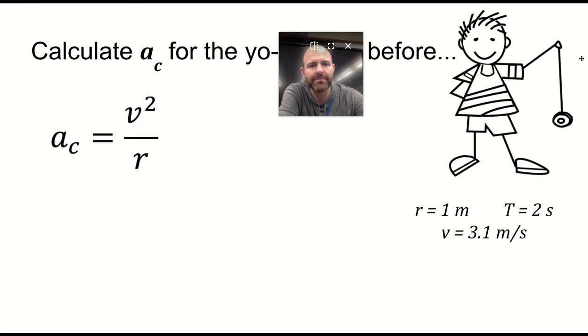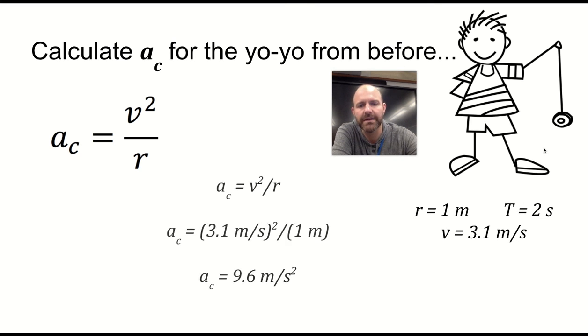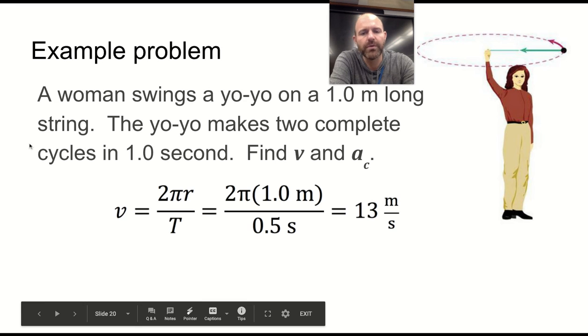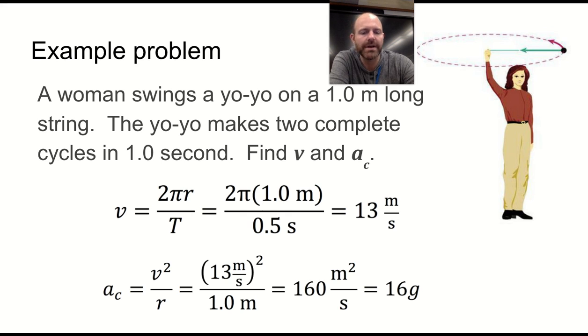And we can start thinking about maybe that yo-yo problem again. Right? If I have my 1 meter long yo-yo, 2-second period, a speed of 3.1 meters per second, I can find the acceleration, v squared over r, which ends up being 9.6 meters per second squared. We can do a lot more of these as another yo-yo. Now we have a 1 meter long yo-yo, makes 2 cycles in 1 second. What is v and a centripetal? Well, v is 2 pi r over the period, and the period is half a second, because 2 cycles in a second, so half a second per cycle. And then v squared over r gives us 160 meters per second squared, or about 16 Gs.